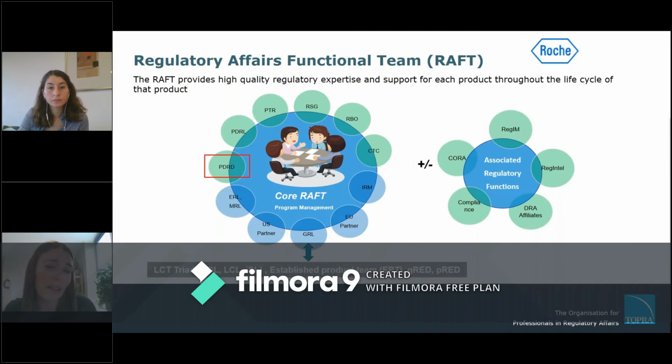That's mainly the diagram on the left. On the right, we have some additional regulatory functions that can get involved, for example regulatory information management, which is Reg IM, regulatory intelligence, DRA affiliate, which is our local country regulatory personnel, compliance, and CORA as well. So that's a brief overview.